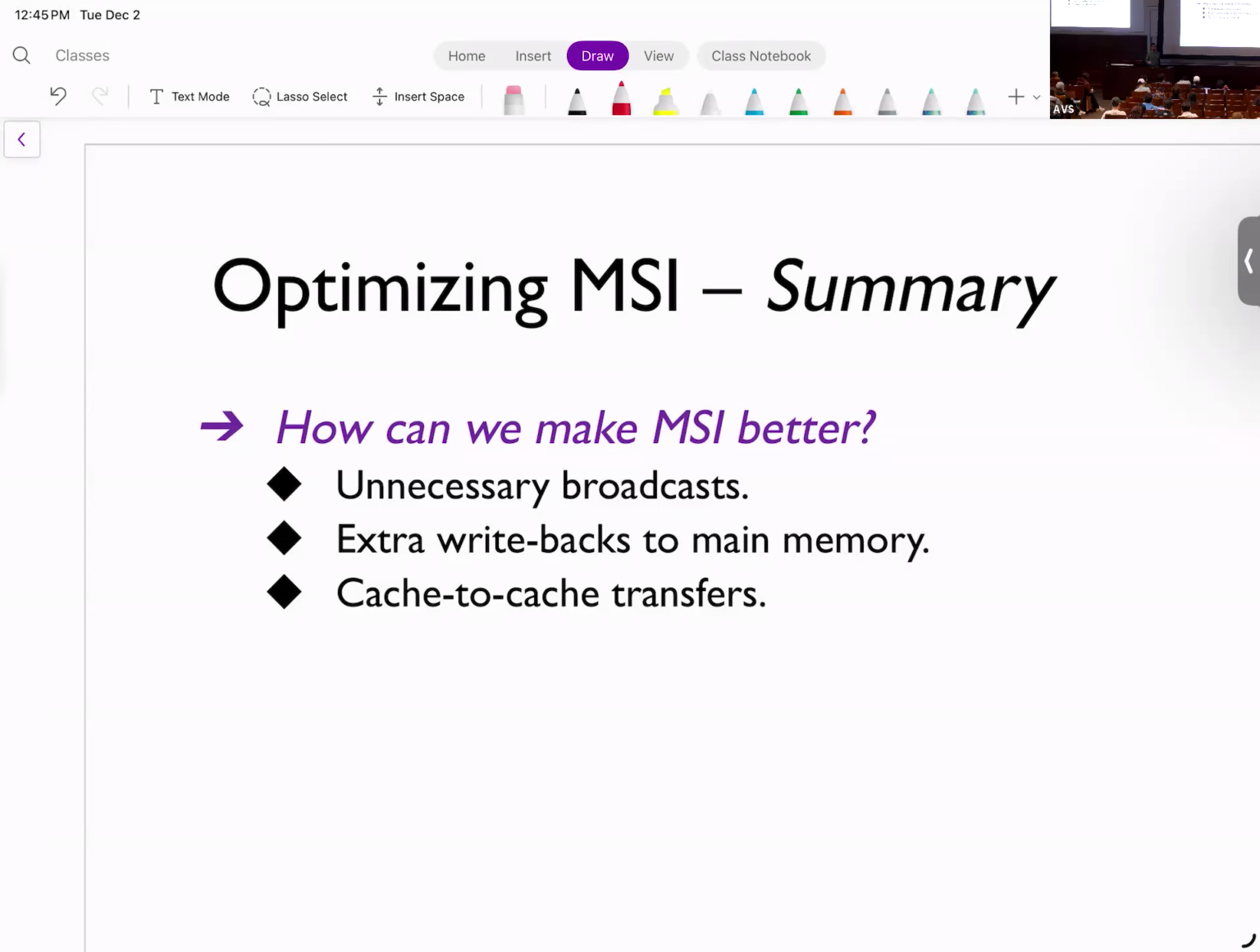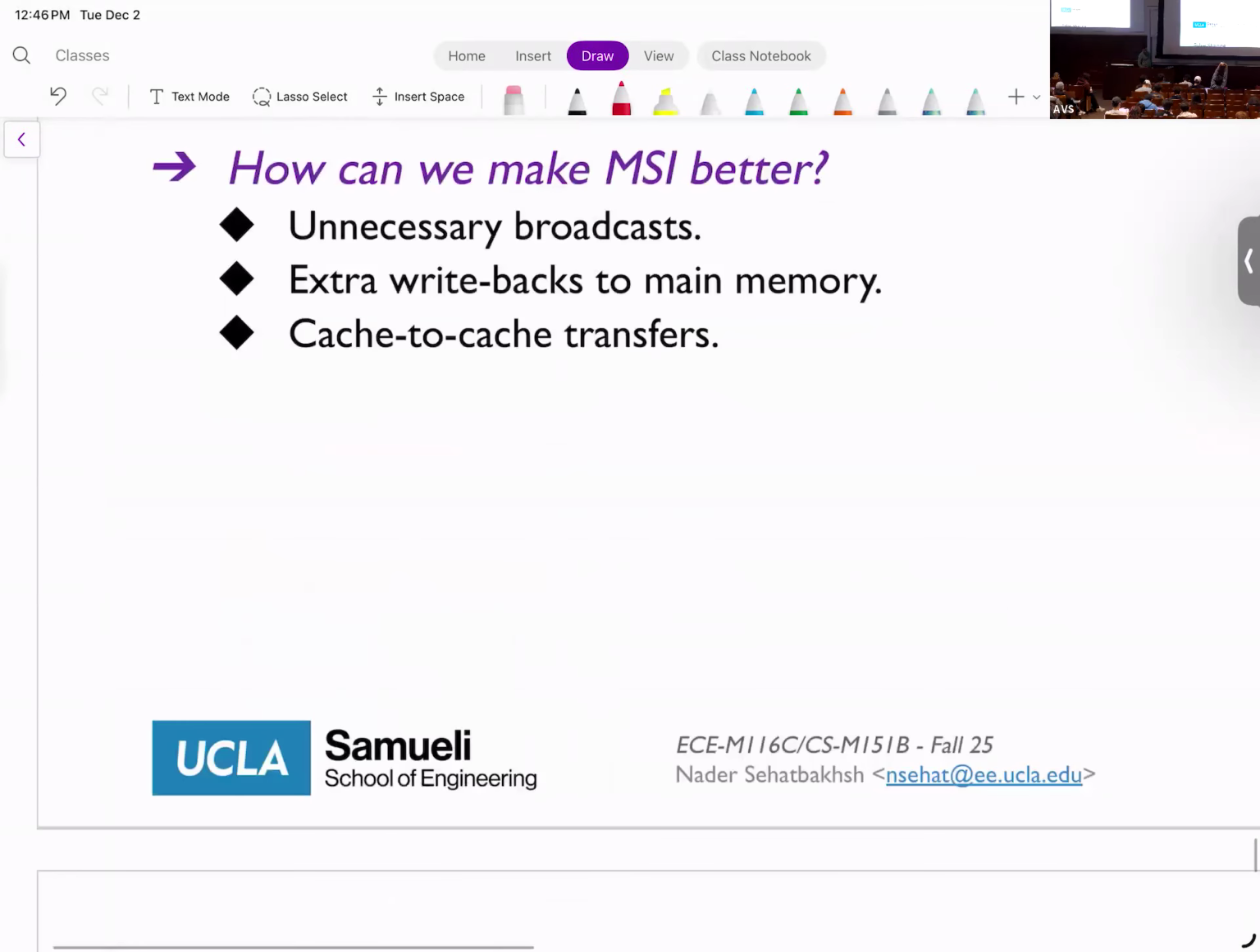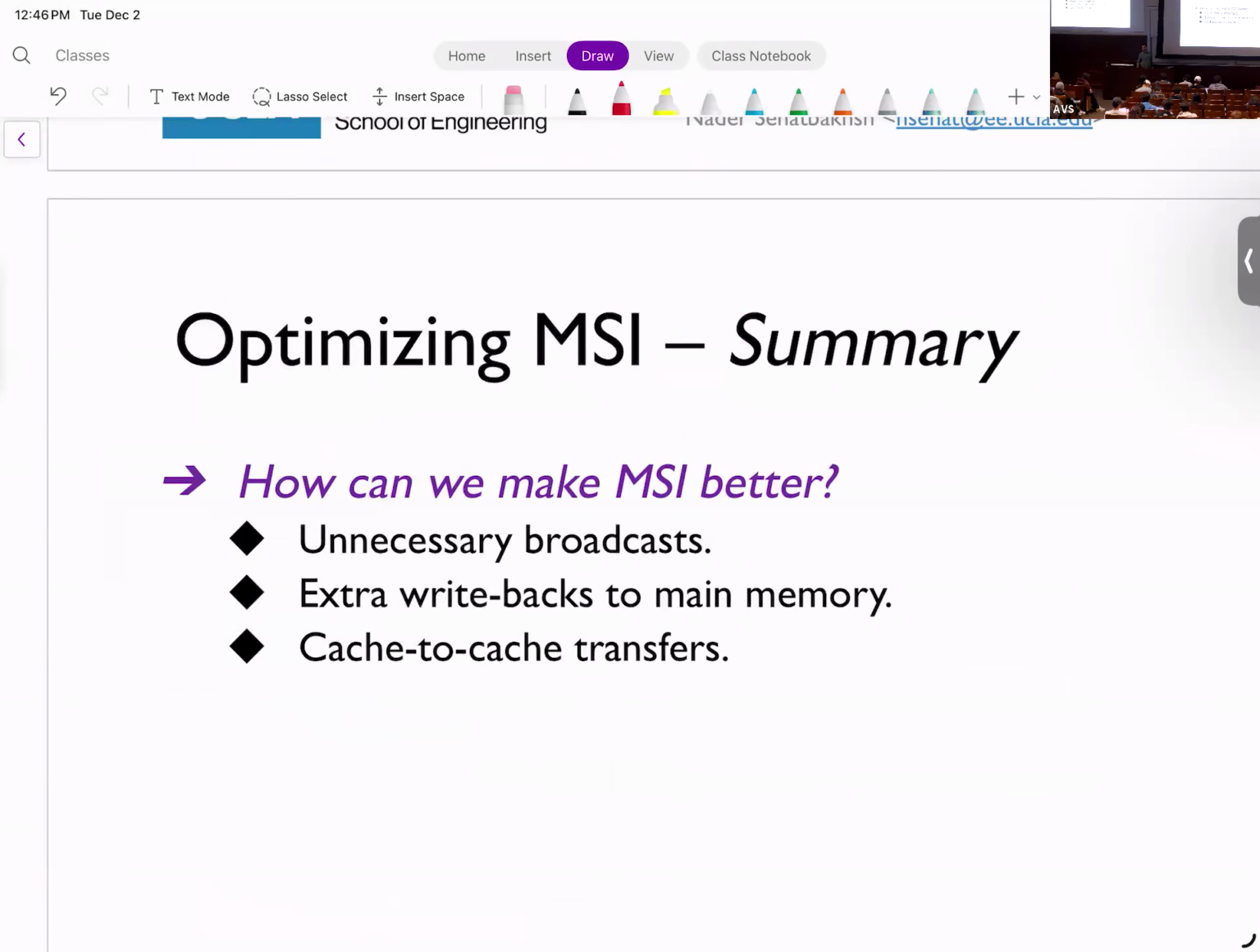It's fairly straightforward. And again, make sure that you understand the necessity of why we're having these different states. So essentially, if I want to summarize the need for these different states, it removes the unnecessary broadcast. It removes the extra write backs to the memory. It removes the memory accesses and gives you cache to cache transfers. So these are the key things that these different states will give you. Okay. Any final question about these states?